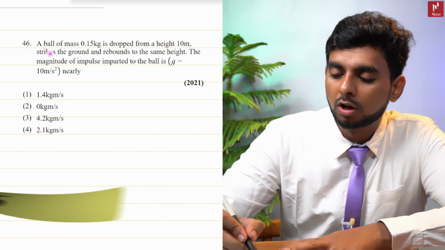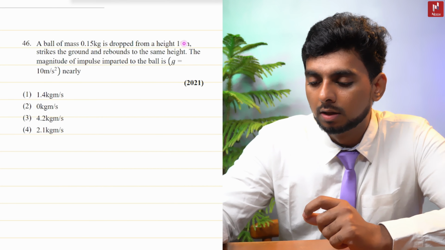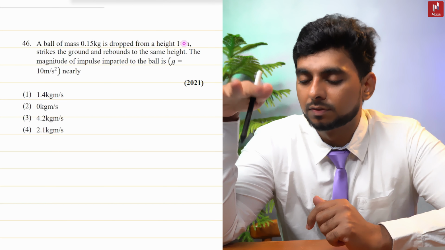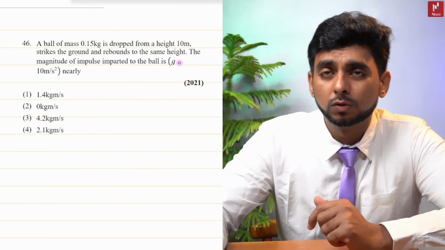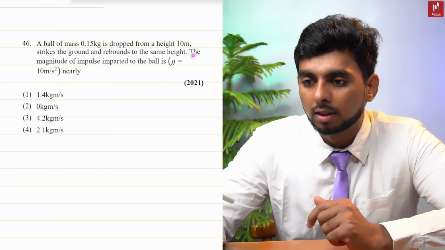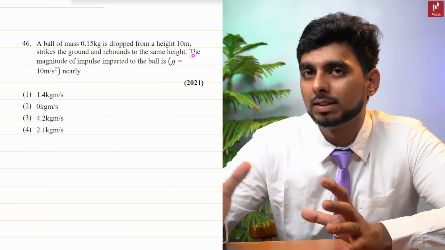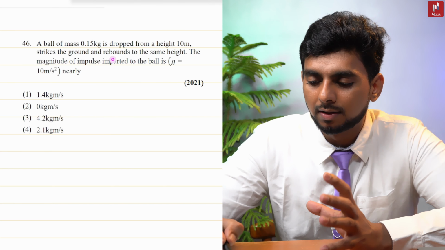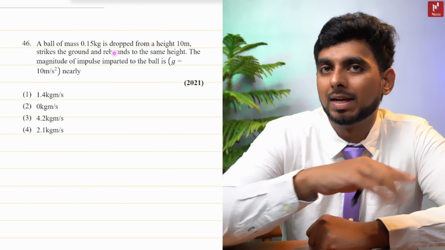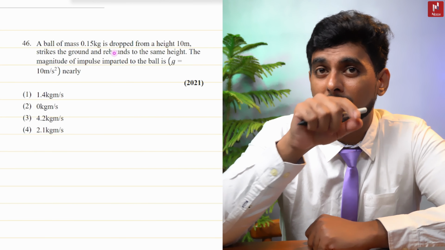Next sum is: a ball of mass 0.15 kg is dropped from a height of 10 meters. So I'm just going to drop a mass of 0.15 kg from a height of 10 meters from the ground. It strikes the ground and rebounds to the same height, which means the energy isn't lost in the situation, right? We'll do more sums related to energy in the next chapter. It seems clear that with whatever velocity it touches the ground, it has to bounce back with the same velocity. Energy shouldn't be lost. That is when it will be able to reach the same height from where it was dropped.